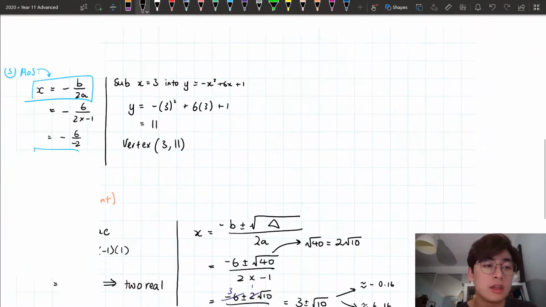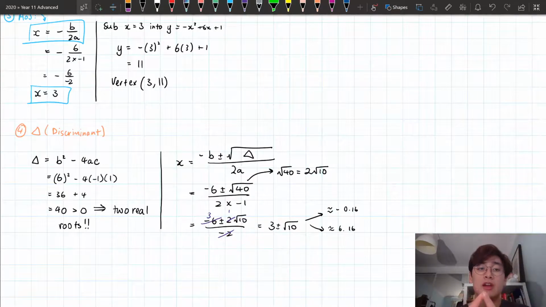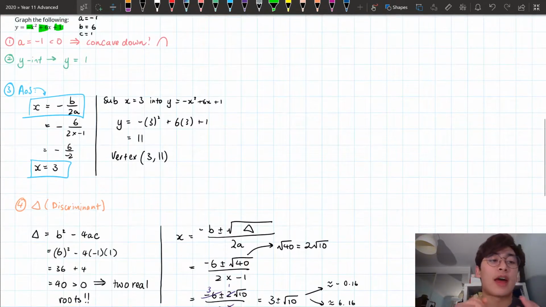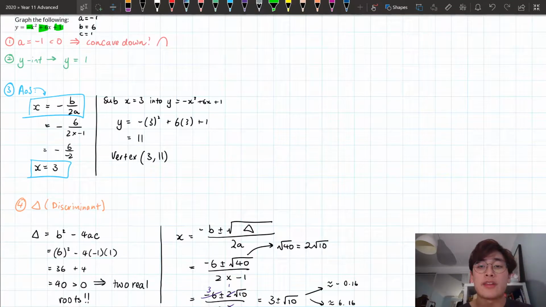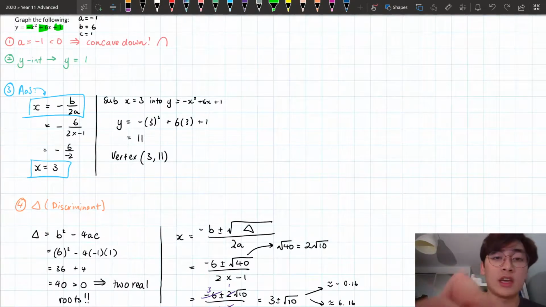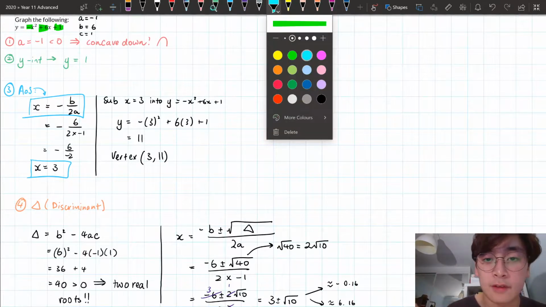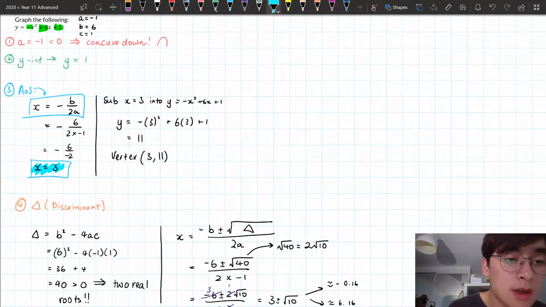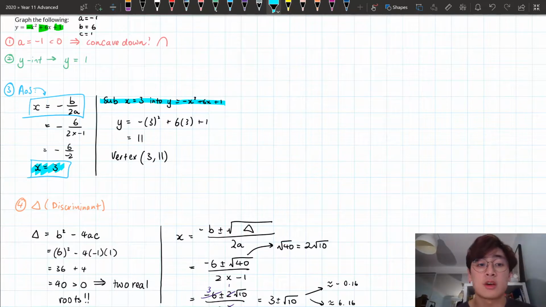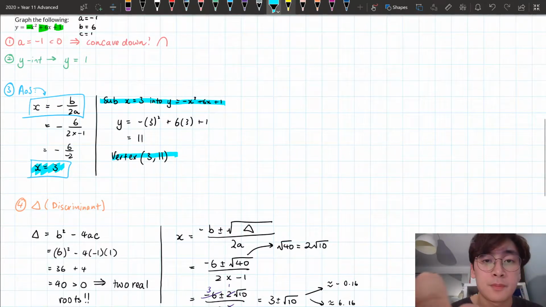So I've done all these 4 steps. I checked the concavity and the y-intercept, which were always my first 2 steps. Then I checked the axis of symmetry, where I found that the axis of symmetry was at 3. So I substituted those a, b, and c values into my axis of symmetry equation. And then I substituted that value that I got over here back into my quadratic function, so I could get the vertex. Once I've done that, then I check the discriminant.